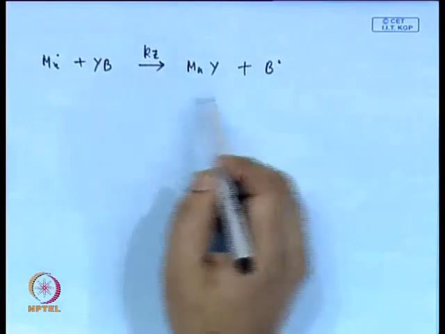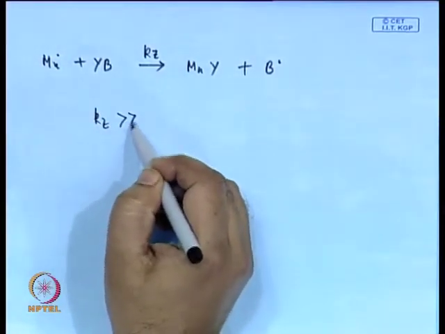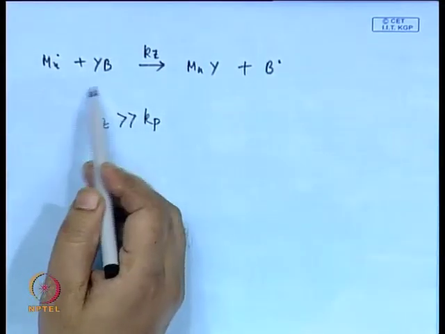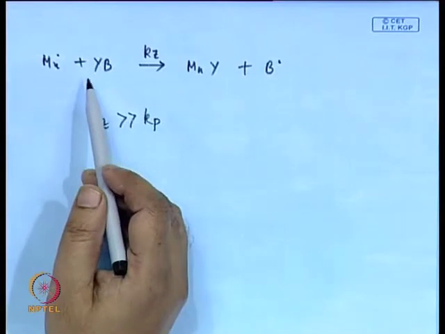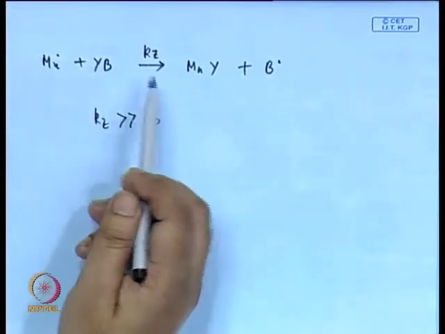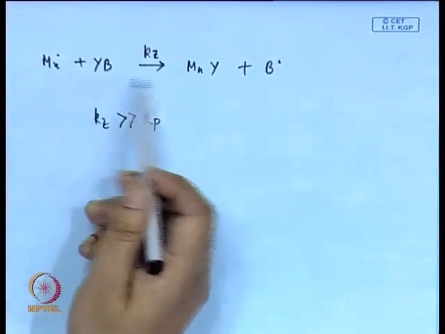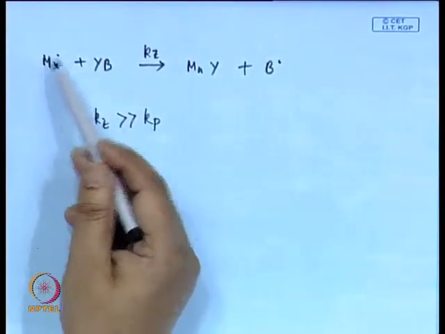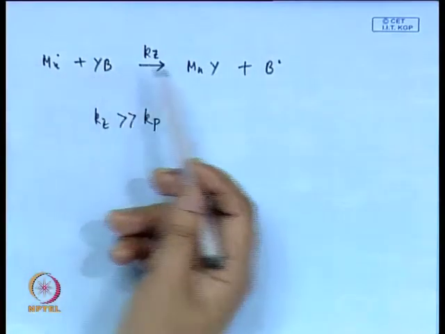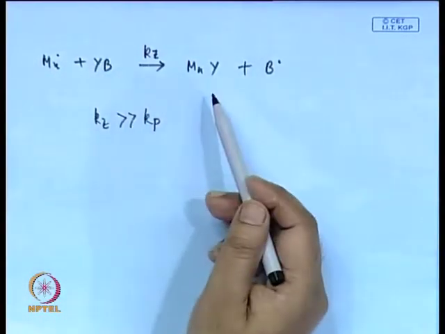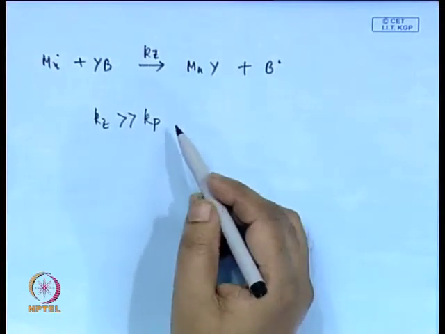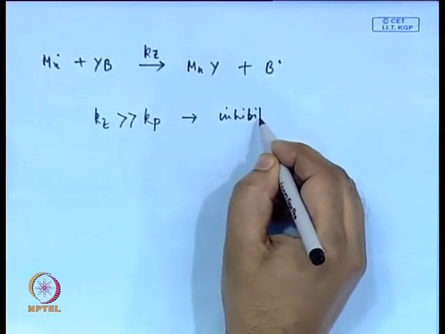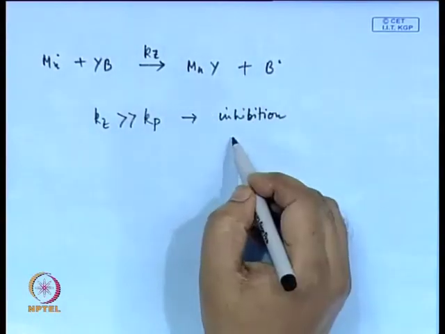In this case, what happened? If Kz is much higher than Kp, which means this reaction is happening to a much higher extent compared to the normal propagation reaction, then you will not have a polymer at all, because as soon as this chain initiates, it will react with this and form a dead chain. So, you will not have any polymer. The polymer gets inhibited. So, it is an inhibition reaction, and this YB is an inhibitor.